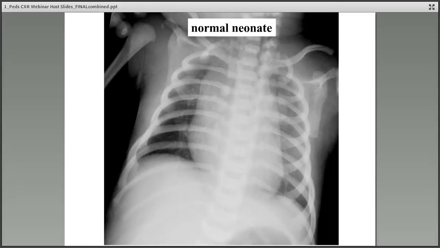The anatomical differences in the infant chest make evaluation of pulmonary disease such as tuberculosis difficult. Firstly, the cardiac silhouette is enlarged. In the infant, the cardiothoracic ratio can be up to 0.65 or 65%.